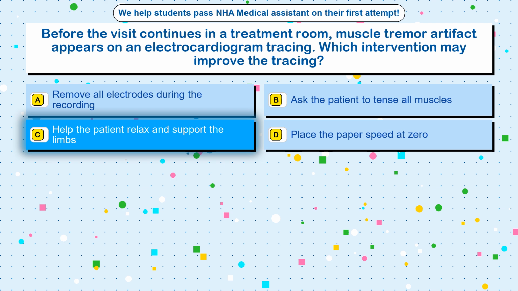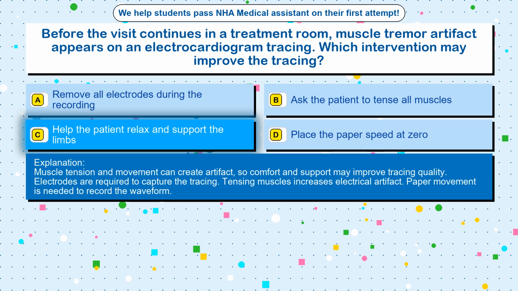Help the patient relax and support the limbs. Muscle tension and movement can create artifact, so comfort and support may improve tracing quality. Electrodes are required to capture the tracing. Tensing muscles increases electrical artifact. Paper movement is needed to record the waveform.